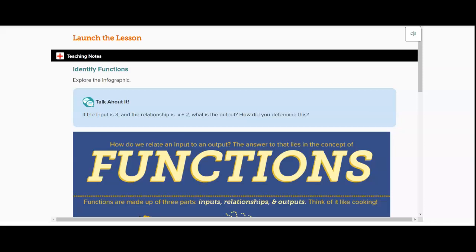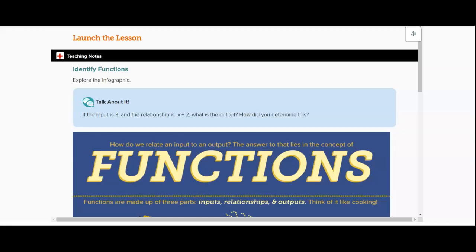Hey guys, so we are starting a brand new chapter on functions. And functions is probably a new concept for most of you, but it's one that you'll use throughout algebra, algebra 2, the rest of your higher level math. So this is something that you need to learn and understand because you will be seeing it again and again.